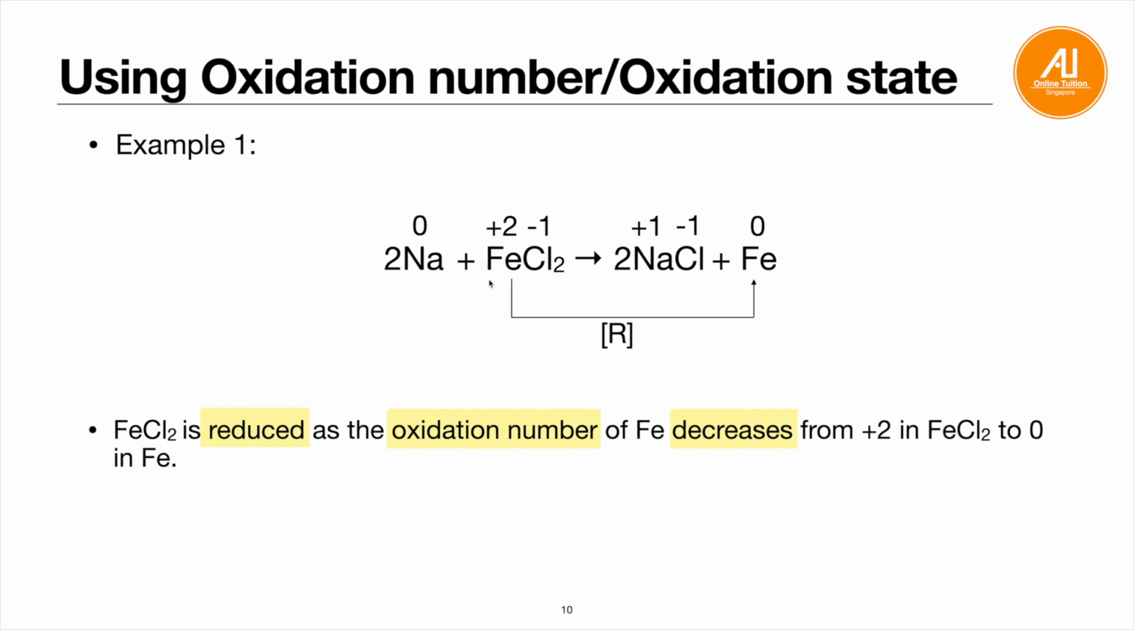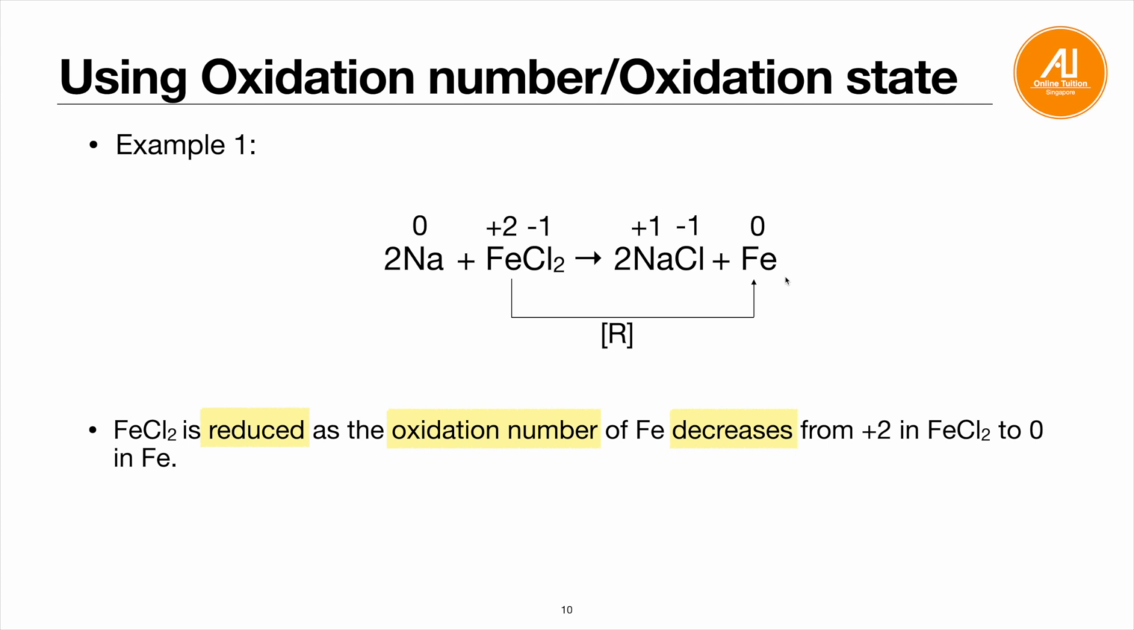Some students will argue that only Fe is reduced, but nothing to do with chloride. But for our format, usually when you write, we'll write the whole compound. Okay, FeCl2 is reduced because what? The oxidation number of iron decreases from what? +2 in FeCl2 to 0 in Fe. Okay, so it's very clear, this kind of format.